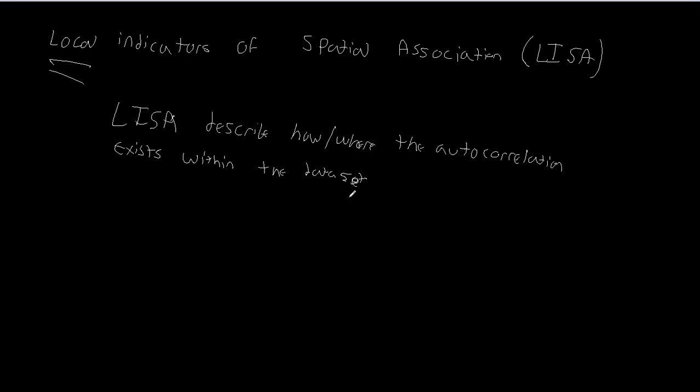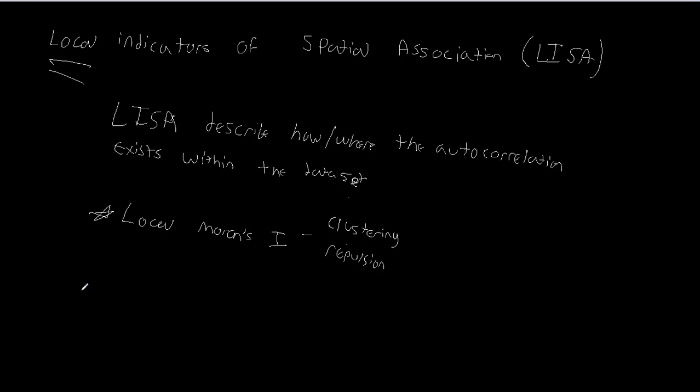And if this doesn't make sense right now, I promise you after the next two videos, it will hopefully be much clearer. And so what we're going to do is we're going to talk about two different measures, or two different LISAs. The first one we're going to talk about is local Moran's I, which is going to tell you whether or not we have clustering or repulsion within a given area.